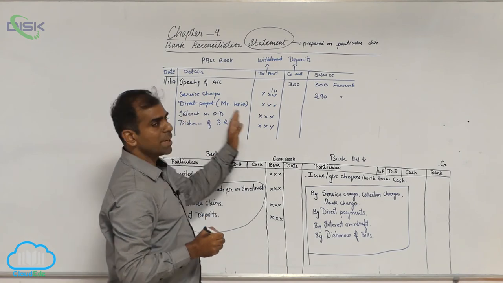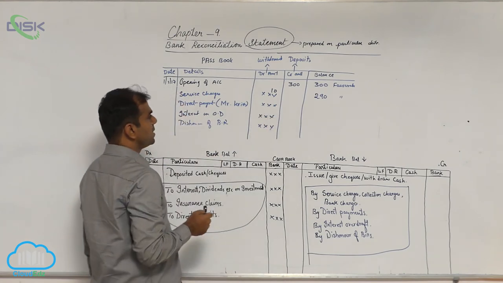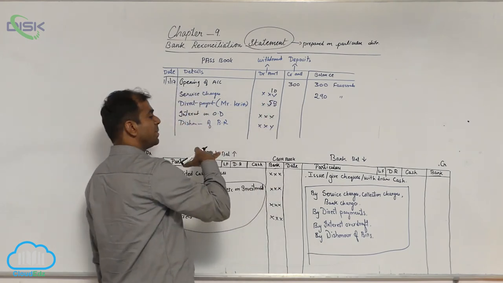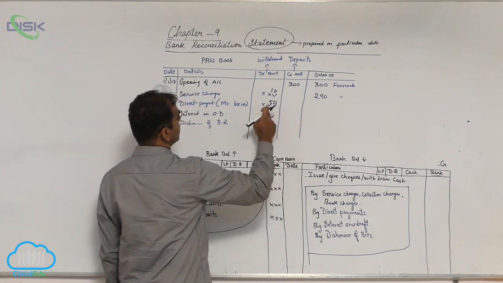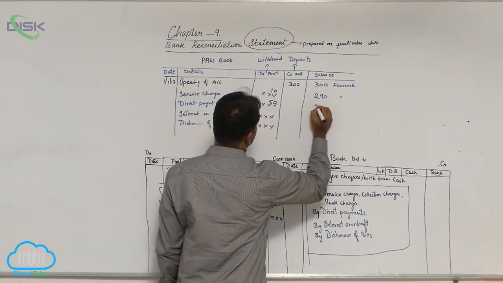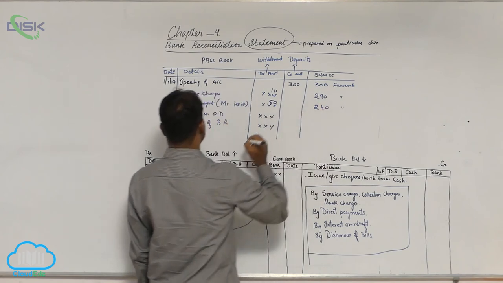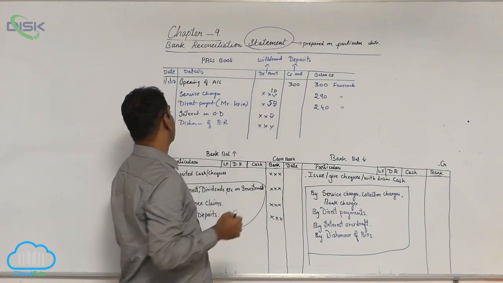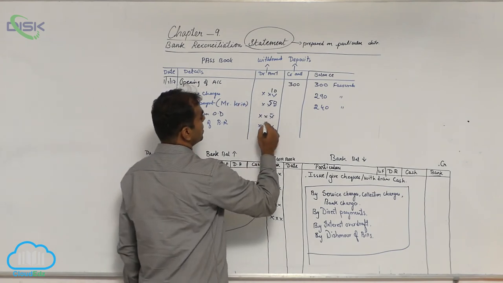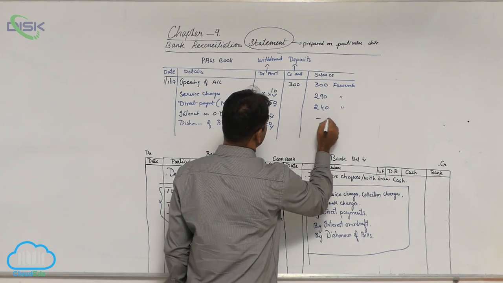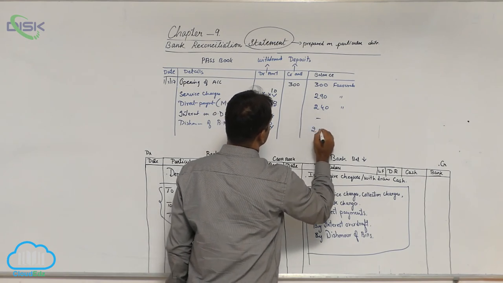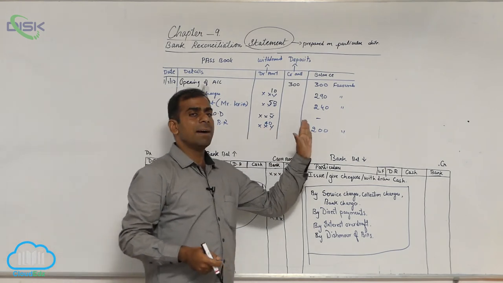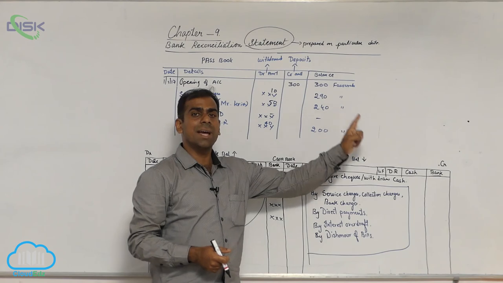Let us say a direct payment to Mr. Krishna. You gave a check to Mr. Krishna, let us say 50 rupees. So he has collected money from the bank, and the bank will reduce 50 rupees from your balance. So this becomes 240. Similarly, interest on OD, maybe let us assume this is not there. Then dishonor of bill, let us assume it is 40 rupees. So the bank will deduct 40 rupees here. So this becomes 200. This is how the bank keeps track of your balance after every single transaction.